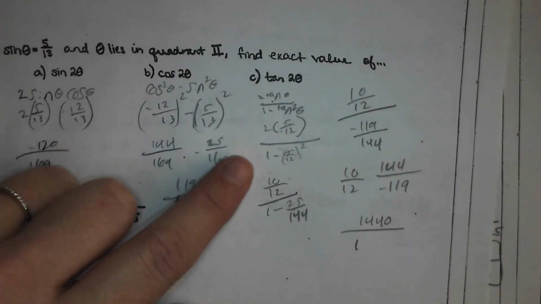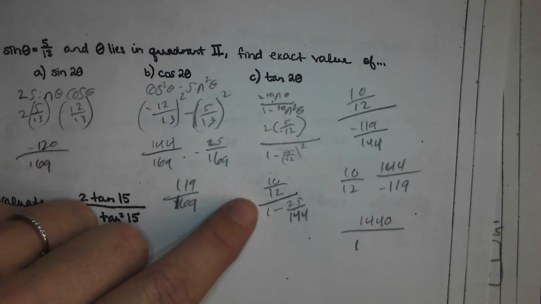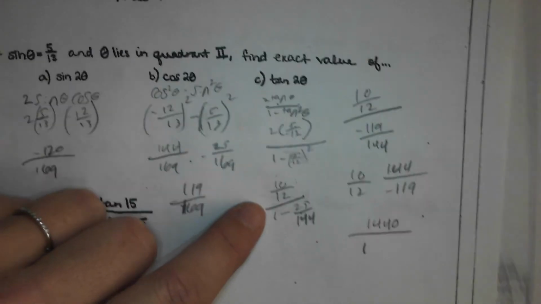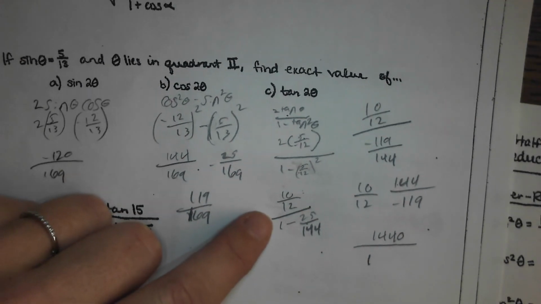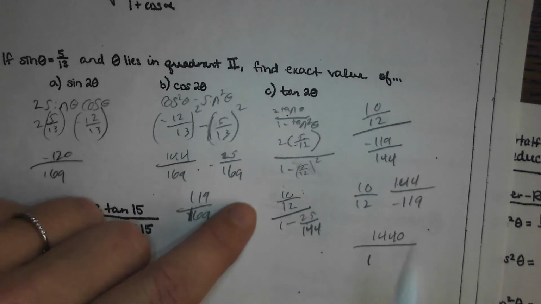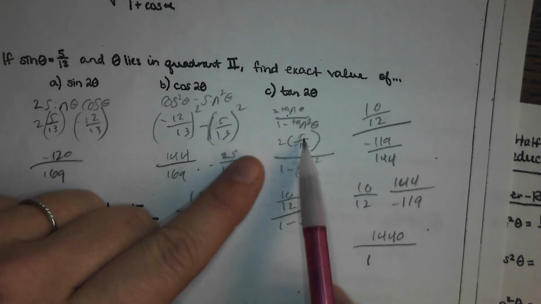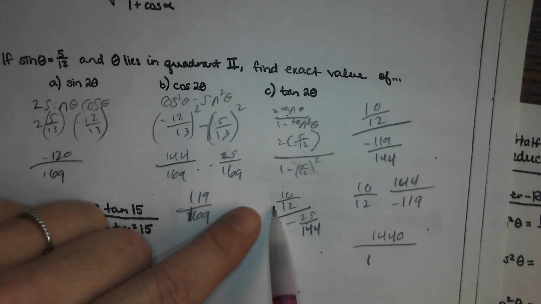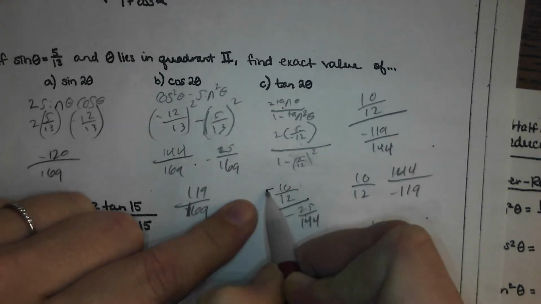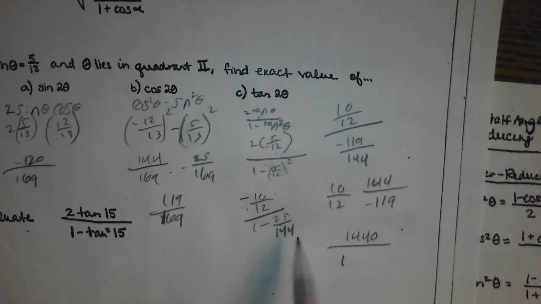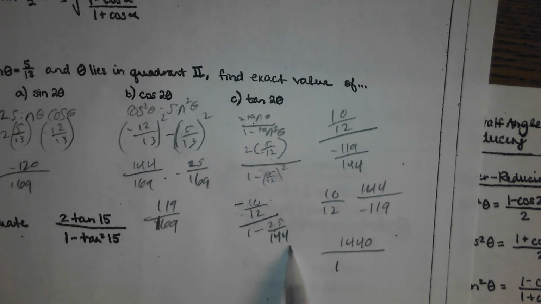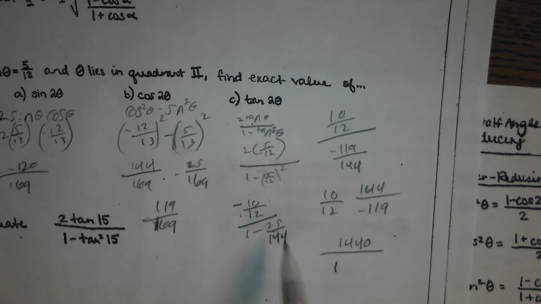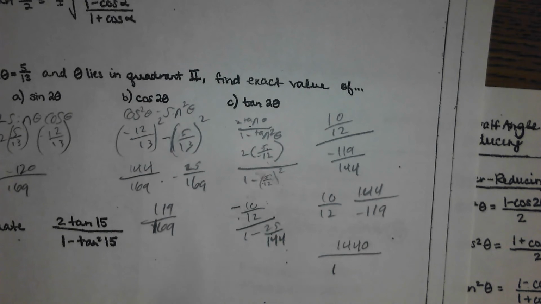On this one, okay, so 2 times negative 5/12 would be negative 10/12, and you lost your negative sign. The 1 minus 25 over 144 looks good. And then, can you tell me what you're doing from here to, oh, you got a common denominator here?